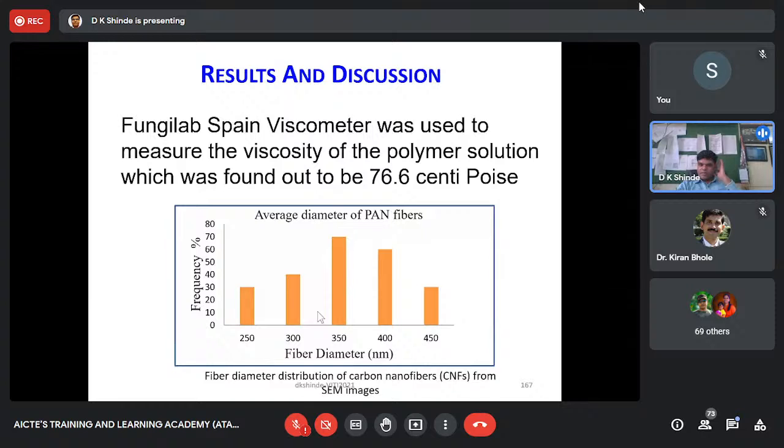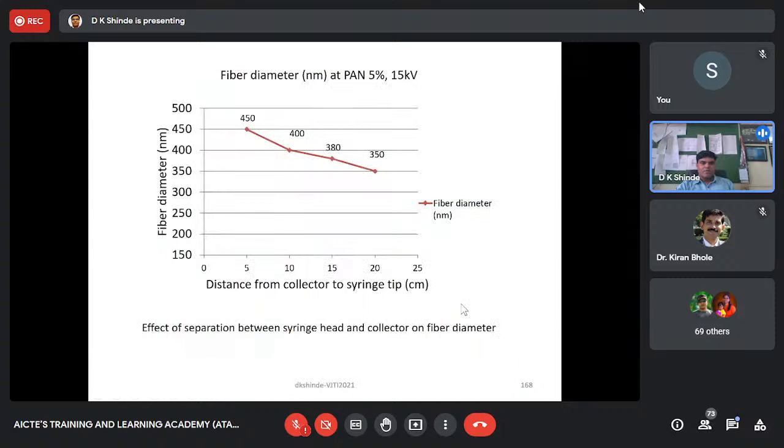Viscosity also, the best viscosity we have seen is 76.6, which gives an average diameter of 350, lower will be 250, and highest will be 3. This is what the statistical fiber and SEM fiber analysis has given. As you keep decreasing the collector distance, fiber size will be increasing. So optimal will be your distance. What is shown over here is 20 will be the lowest one, but we have maintained the optimal distance.